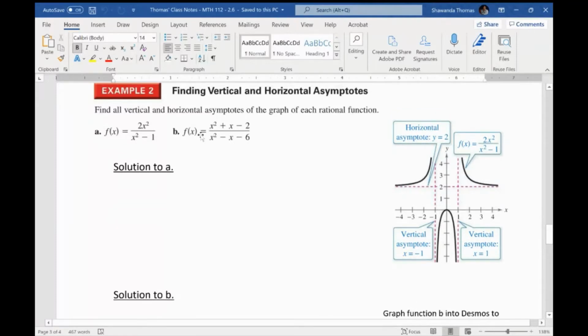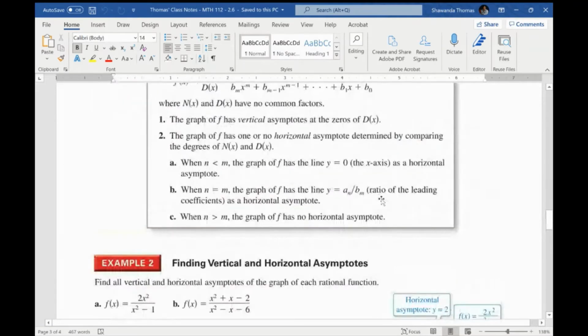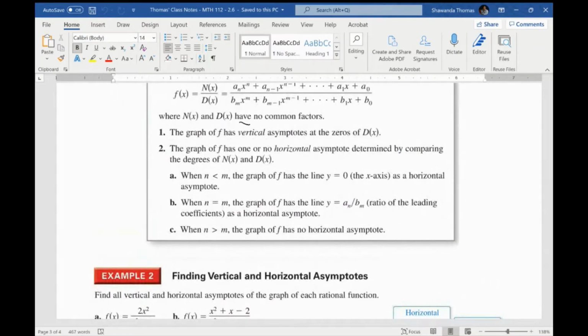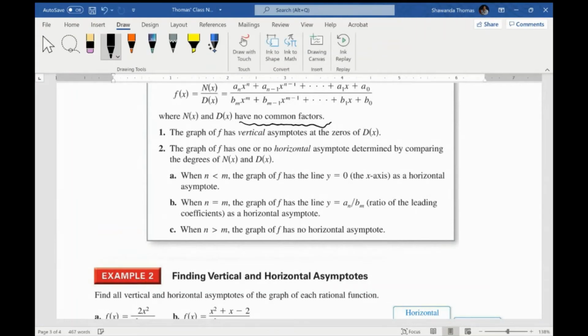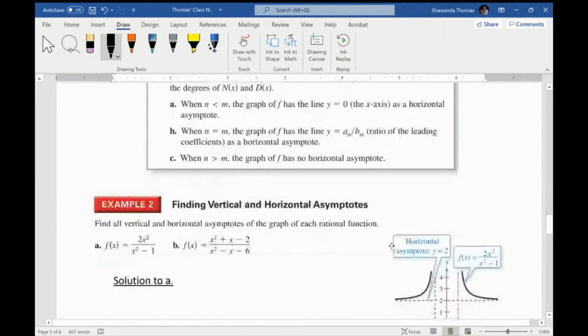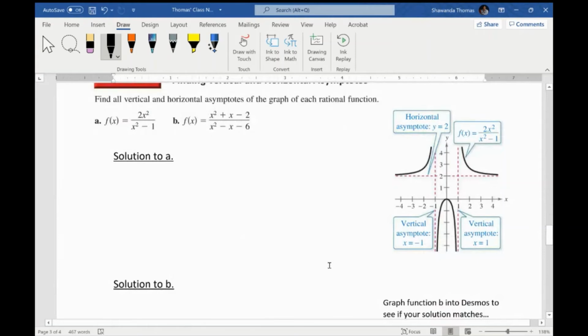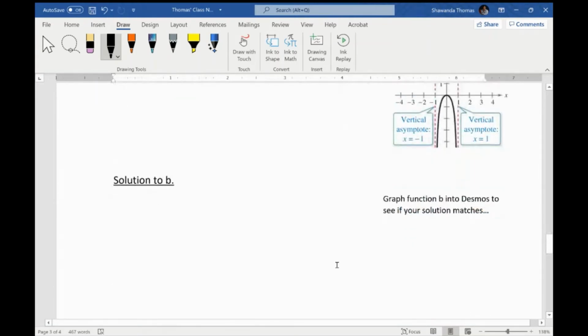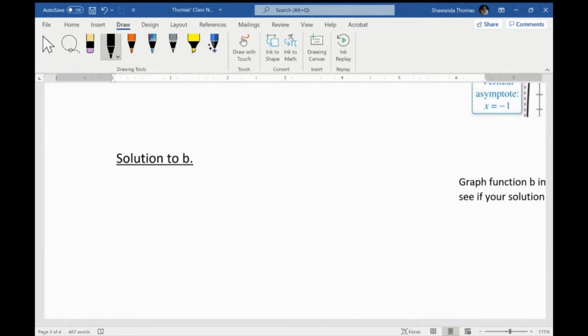So f of x equals x squared plus x minus 2 over x squared minus x minus 6. All right, what should we do first? You gotta factor the denominator. I think we did do this, Dr. Thomas. Oh, we did? Yes, we stopped. You wrote a note on there where we stopped. I got it. All right. Okay, so let me go back through it just in case somebody missed it. Let's go back through it real quick.